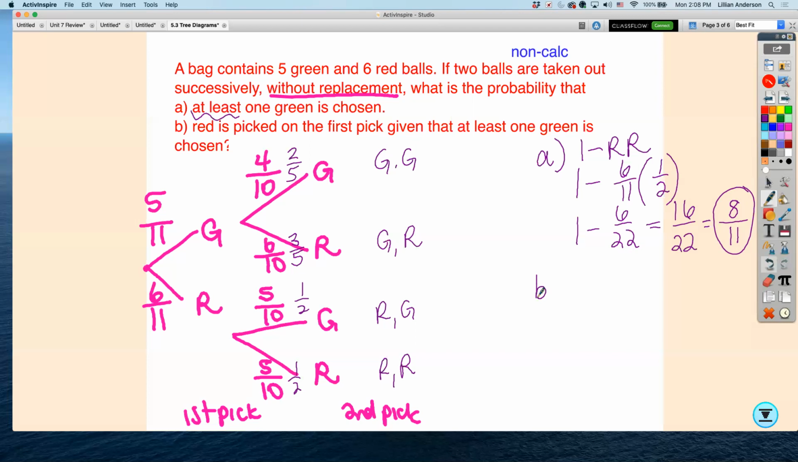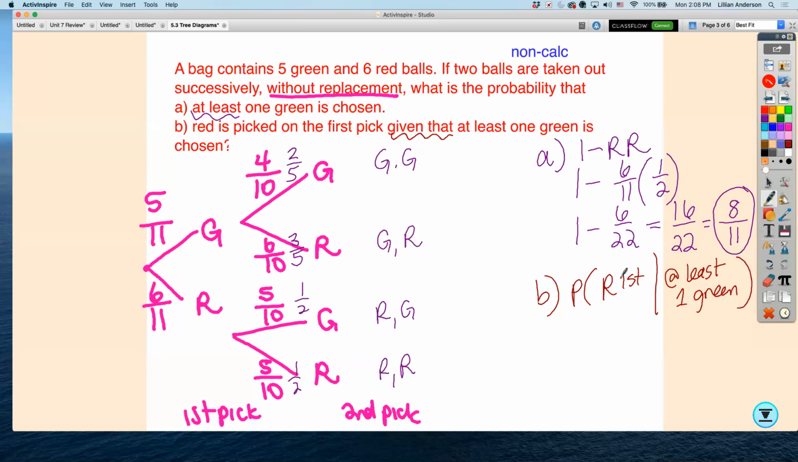Now, part B says, find the probability that a red is picked on the first pick, given that at least one green is chosen. Keyword, given that. What does that imply? Oh, that line formula thingy. The line one, that's conditional probability. So I want the probability of red being picked first, given that we have at least one green.